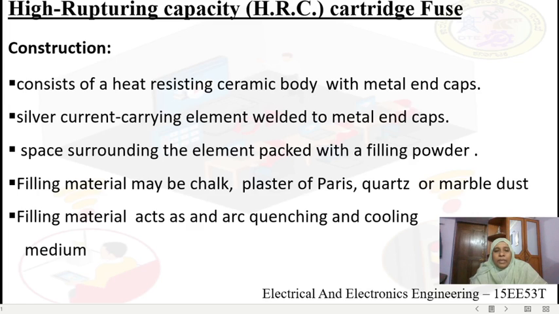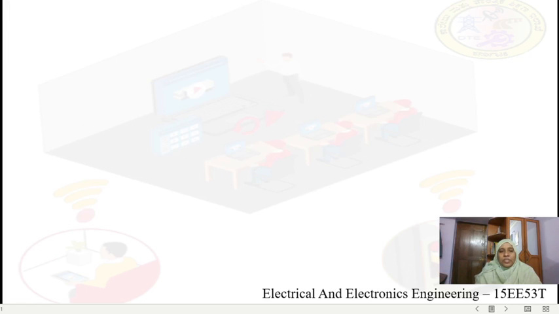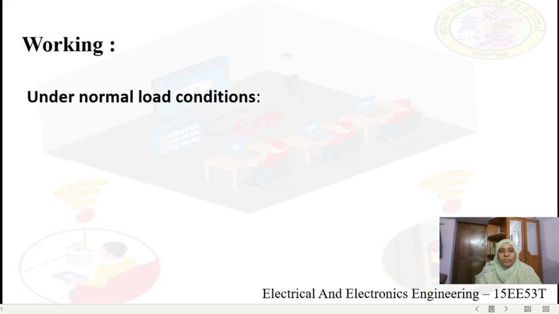So what is this filling powder? It is usually chalk, plaster of Paris, quartz or marble dust. The filling powder has a specific function. It acts like an arc quenching and cooling medium. This is the work of the filling powder. So this constitutes the construction of an HRC fuse. Now let us try to see the working.